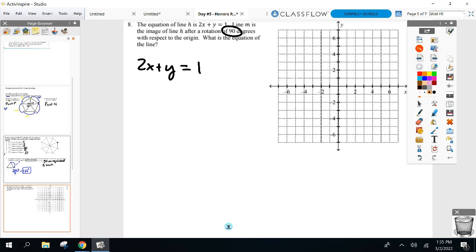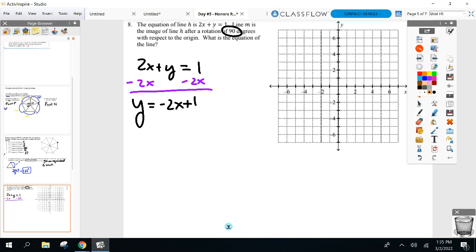Can we see what this looks like first? 2x plus y equals 1. You probably don't like the way that looks. Why not? You probably like it when it's y equals, maybe? You like that graph better? So do I. Can you help me get it to y equals so I can graph it quickly? What do I do with the 2x? Subtract it over. Yep. y equals negative 2x plus 1.